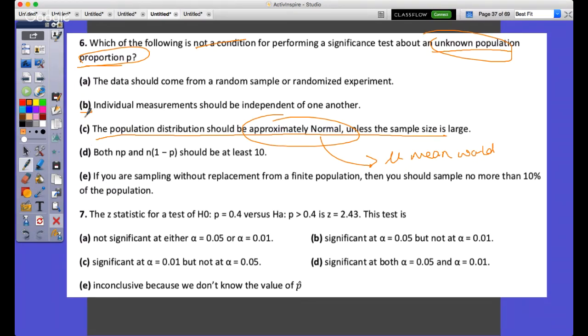E is right. That's there. And really B, if B is not a condition, then we would use E, but the answer that would be the one that we're looking for is C, because that's mean world there.